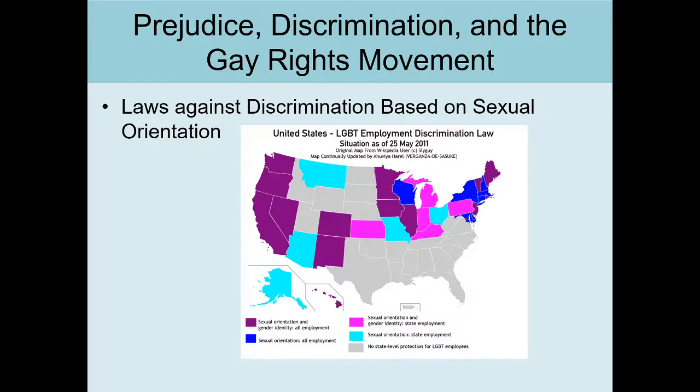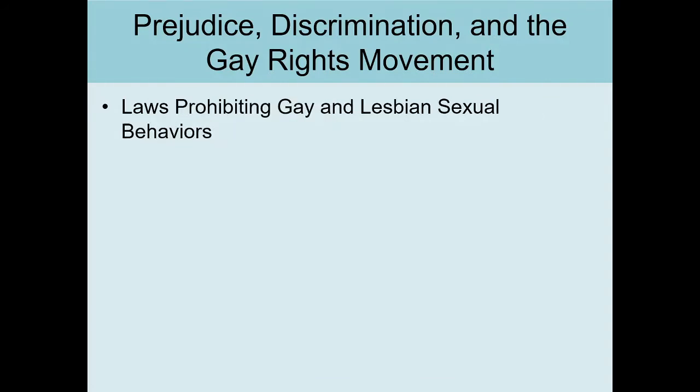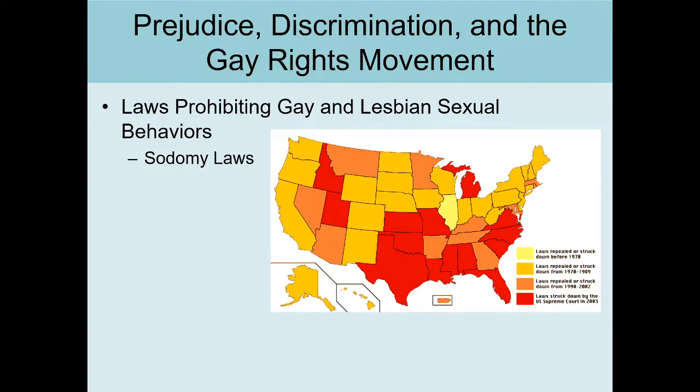I've seen enormous change just in our own state of Washington over the 25 years that I've lived here. But in the United States generally, we're not seeing all states having similar laws, that's for sure. How about laws prohibiting gay and lesbian sexual behaviors? This is interesting because these are what we call sodomy laws. If you look up the literal meaning of the word sodomy, it literally means anal sex. But sodomy laws refer to anything other than coitus, anything other than penile vaginal sex. So technically, any kind of oral sex is illegal.